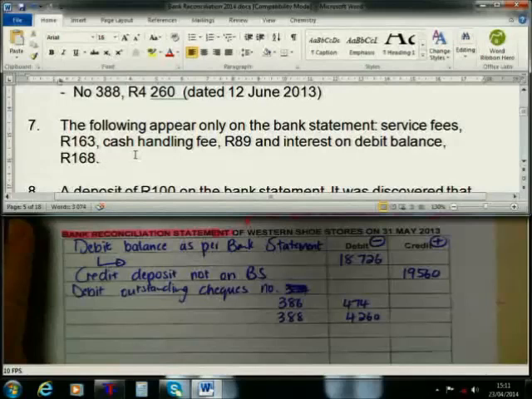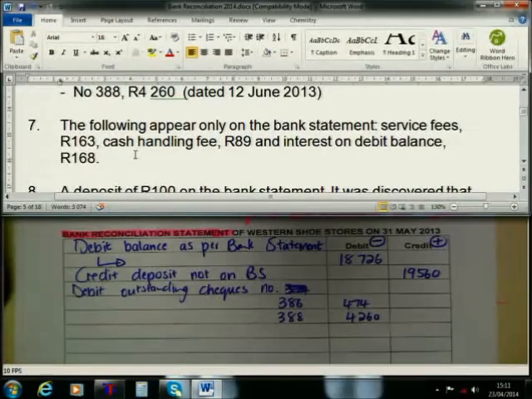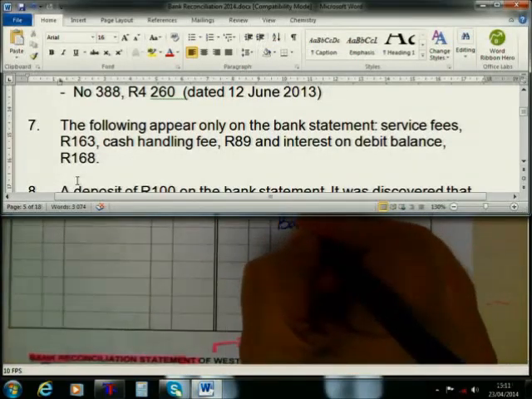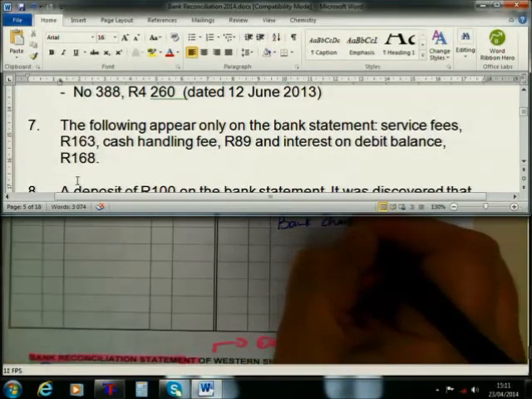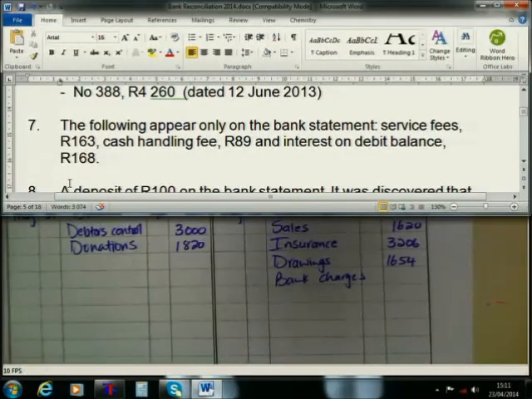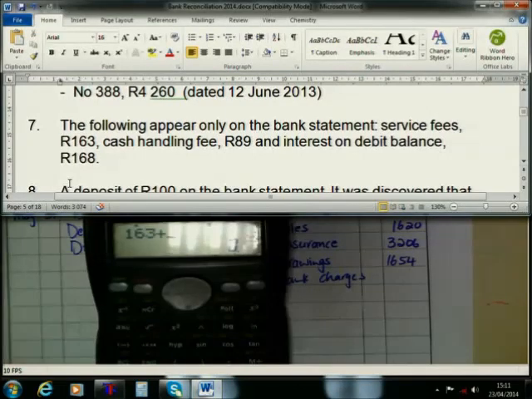The following appear only on the bank statement. Service fees, bank charges in your bank account. On the credit side, CPJ. Service fees, 163. Add it up, 163, plus cash handling fees of 89 Rand.